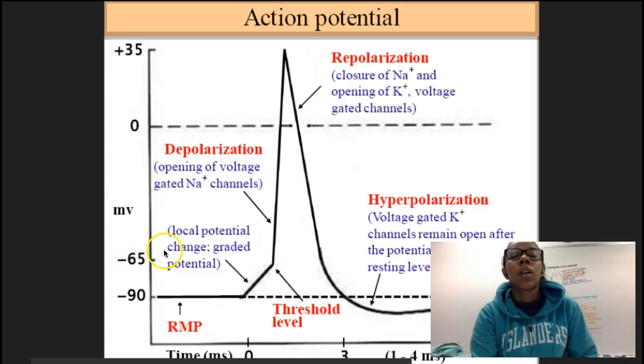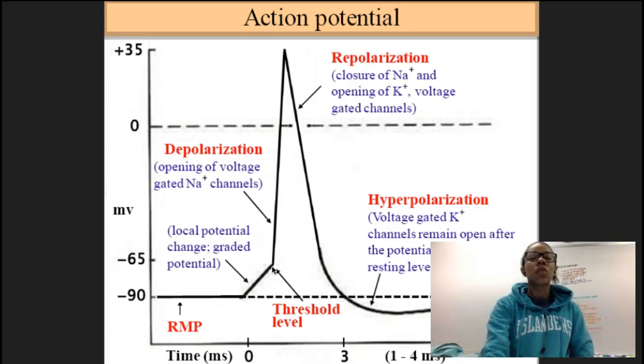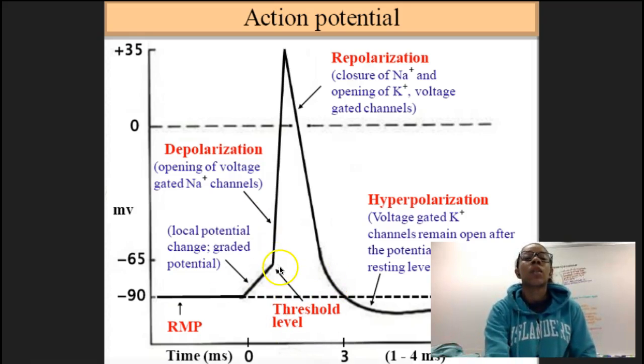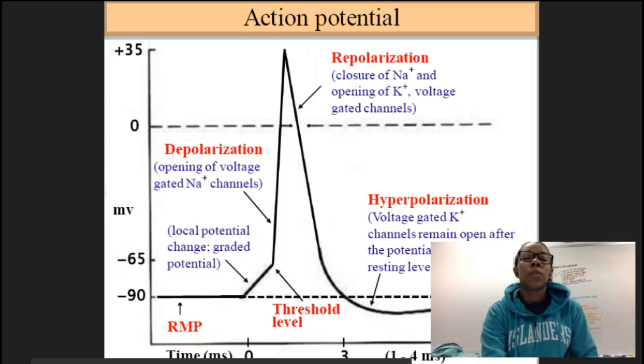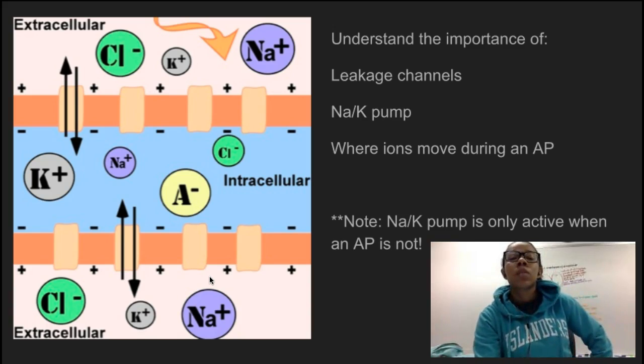Say it this way, your threshold level is around negative 65, for some professors it's negative 55, it's in that range. Your threshold level is a level that you have to reach in order for an action potential to actually be triggered. So before you can go up here and be depolarized, you must reach this level of millivolts before you can continue the rest of your action potential. So now that that's explained, you've reached your threshold level. Now you want to trigger your action potential.